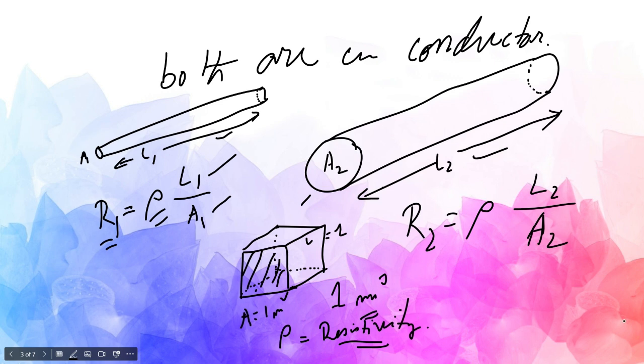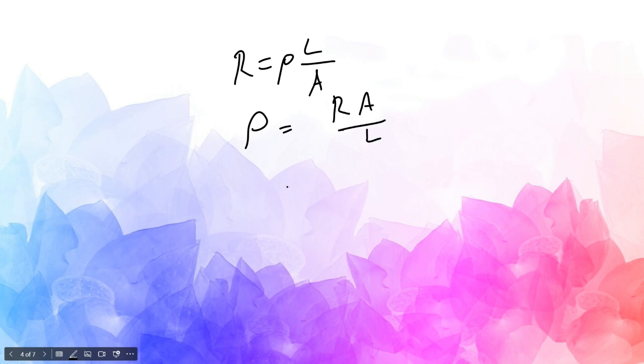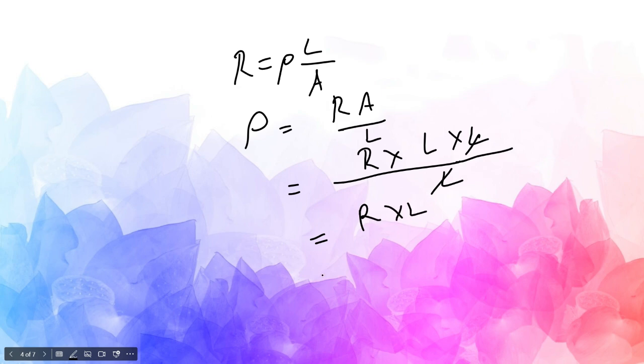So let me show you one more thing. As we are saying, R equal to rho L by A. So rho equal to R A by L. It means R into, what is A? A is nothing but L into L, right? So this L and L will get deducted. It will be something like R into L.